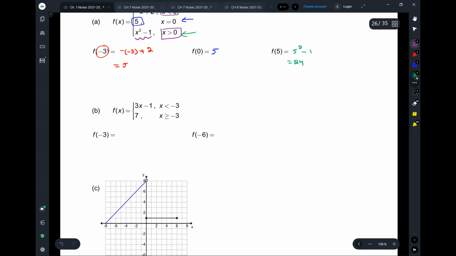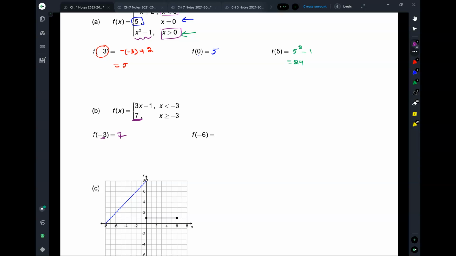So here we go. F of -3, right? Where does -3 fall? In the first or in the second interval? Why second? Because it's greater than or equal to. So I plug it into that. It's just a 7, so just say 7. Okay?